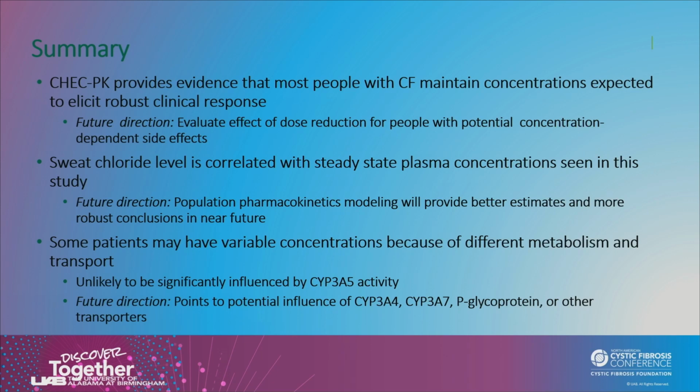But the estimates I showed you today are preliminary, and we're going to do much more robust population pharmacokinetics that will provide better estimates and more robust conclusions in the near future. And some patients may have variable concentrations because of different metabolism and transport, but it's unlikely to be related to the CYP3A5 activity. However, CYP3A4, CYP3A7, P-glycoprotein, and other transporters are involved in the metabolism and transport of all three of these compounds, and we're planning a gene-centric association study to evaluate for novel and known variants that may be influential.